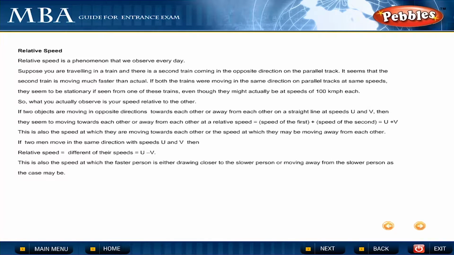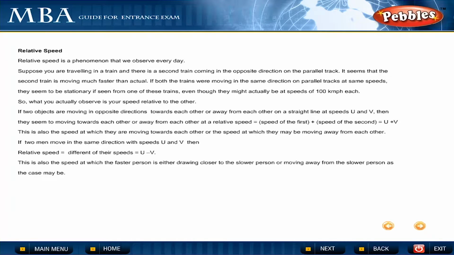Relative speed. Relative speed is a phenomenon that we observe every day. Suppose you are traveling in a train and there is a second train coming in the opposite direction on the parallel track. It seems that the second train is moving much faster than actual. If both the trains are moving in the same direction on parallel tracks at the same speeds, they seem to be stationary if seen from one of these trains, even though they might actually be at a speed of 100 km per hour. So what you actually observe is your speed relative to the other.